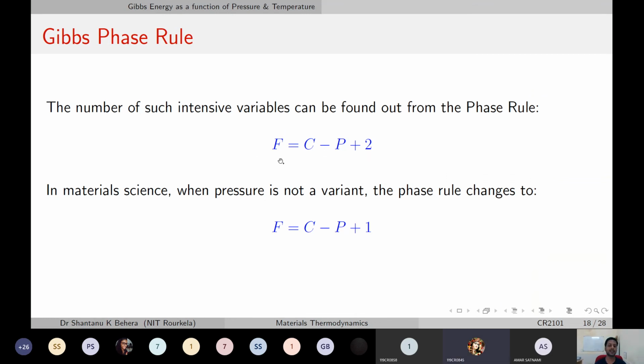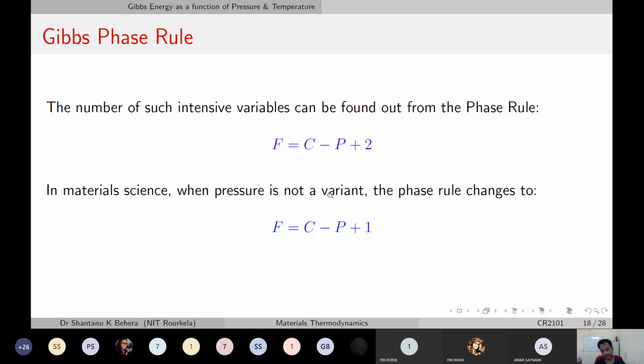Yeah, for this Gibbs phase rule, the derivation of it is slightly mathematical. We could take it up in another class if you like. It's a slightly longer one, but I think there's no point getting into that at this point. If you can just remember this one, I think it's fairly straightforward to remember. F is C minus P plus 2. We'll go with that.